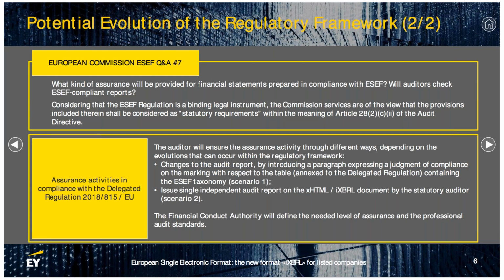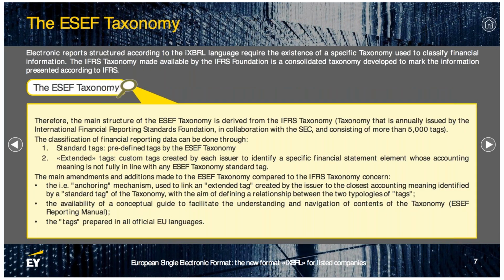Moving on to the next slides. Here we have tried to make a brief specification of the tags in the ESEF taxonomy. So the ESEF taxonomy is derived from the IFRS taxonomy that is available from the IFRS Foundation. And there are some differences between the IFRS taxonomy and the ESEF taxonomy. So the main structure of the ESEF taxonomy is derived from the IFRS taxonomy, but has some differences.